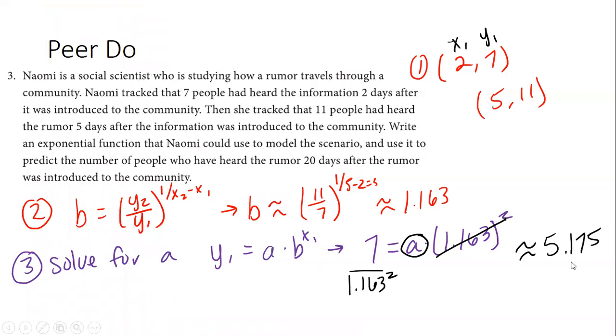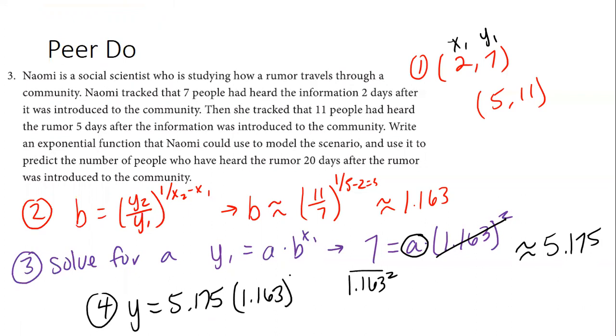So that's our a value. Can I write my equation now? Yeah, because all I needed was a and b. We got it. So y equals 5.175 times 1.163 to the x.